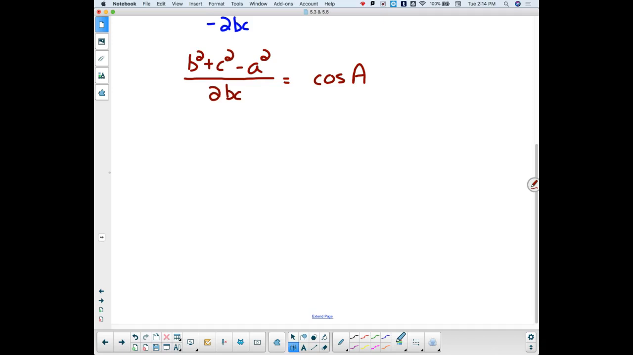So what I mean by that is this could be cosine of B. Following the same pattern, I would add together the squares of the other two sides. So that's a squared plus c squared. Subtract off the same side as my angle, squared. So that's minus b squared. All over twice the other two sides.